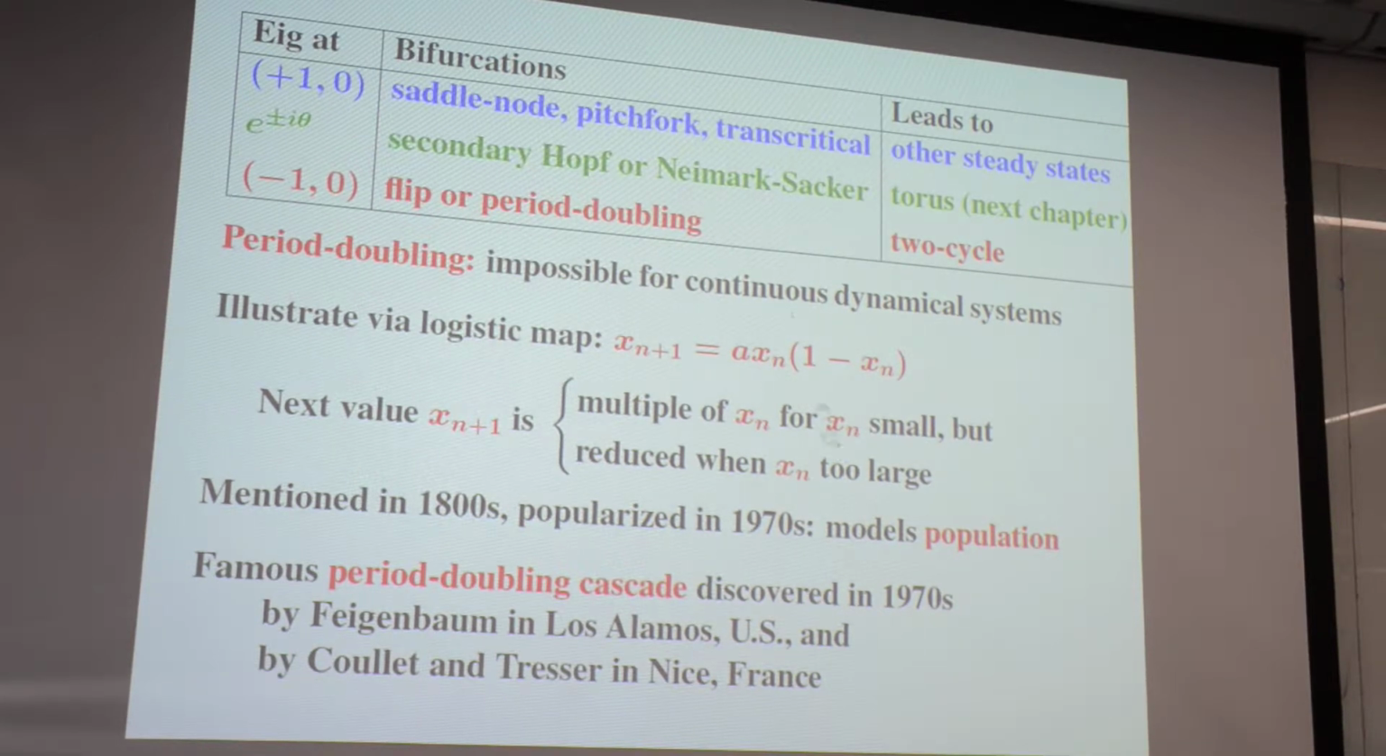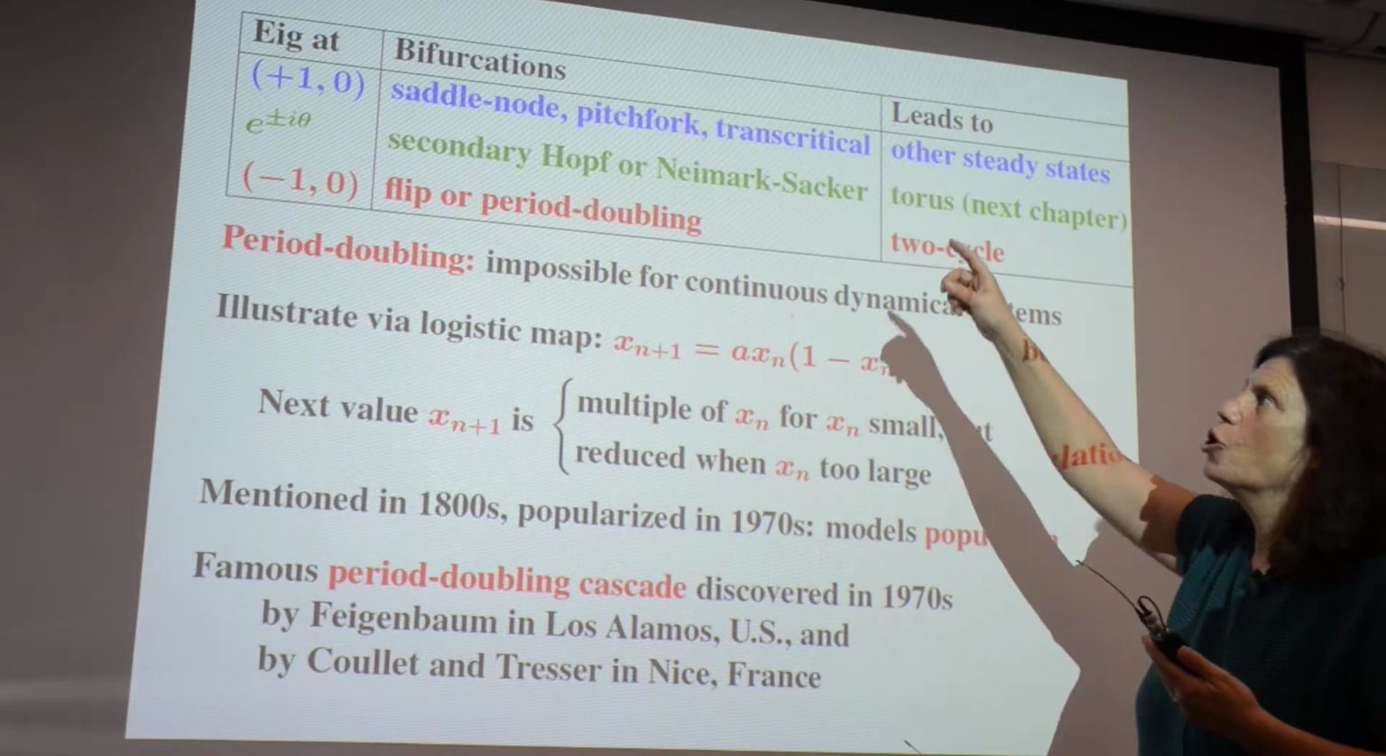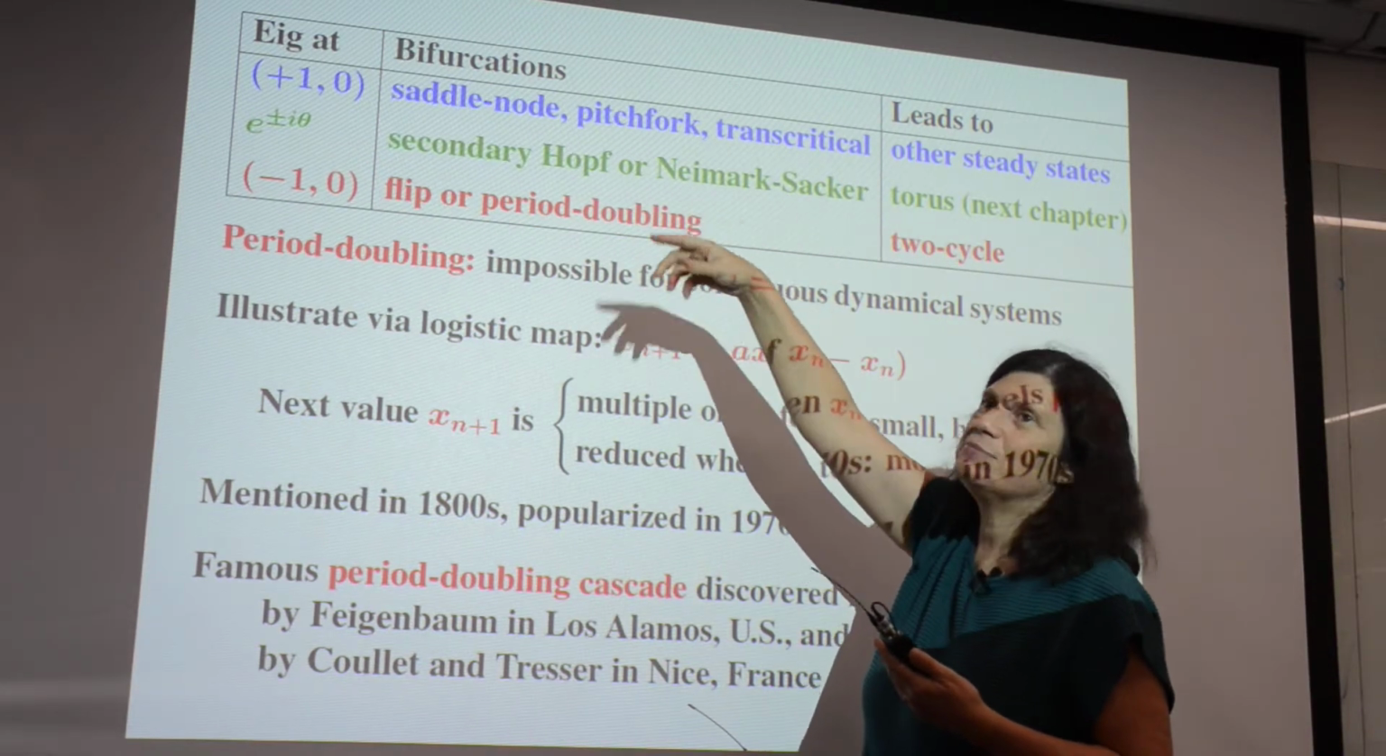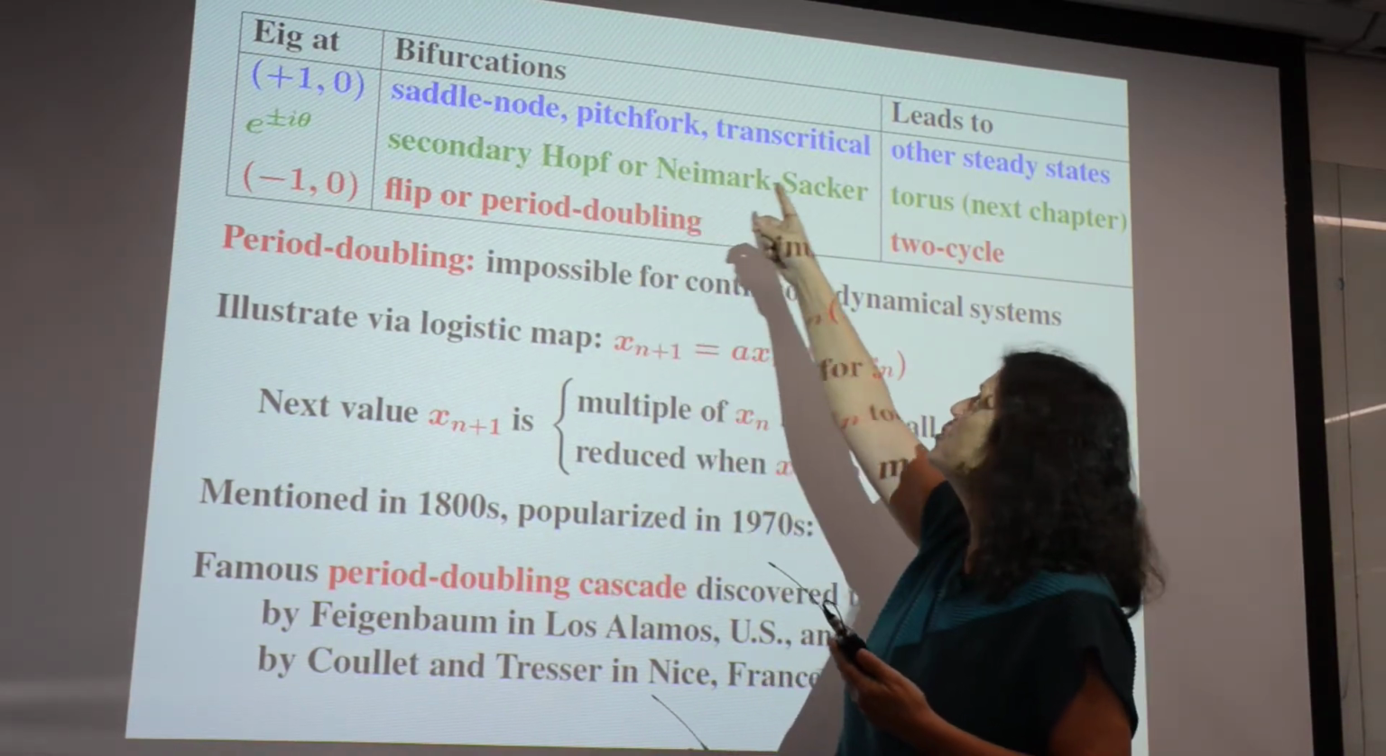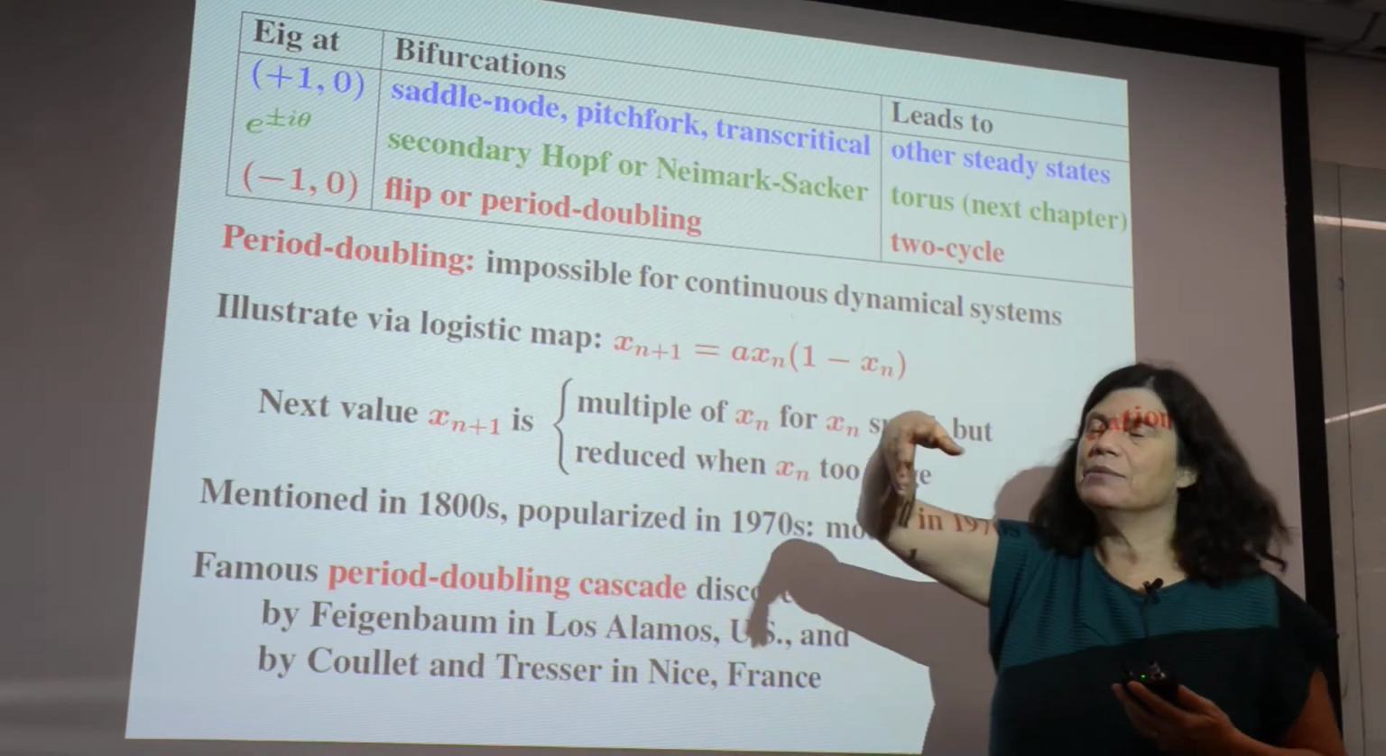Okay, so this is a summary of the different bifurcations that occur in the discrete systems. This is what we saw. We saw it really fast because we did it the first time. We saw saddle node, pitchfork, transcritical. I'm not going to show you, but it's the same thing as before.